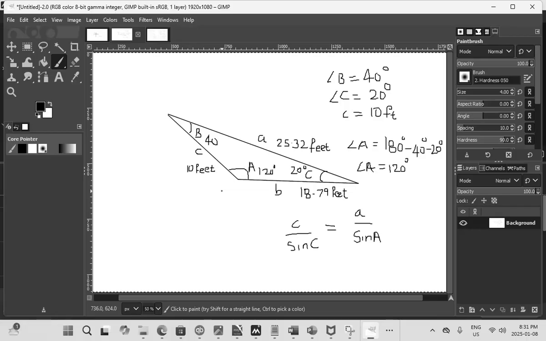This could be either an acute angle triangle or an obtuse angle triangle.